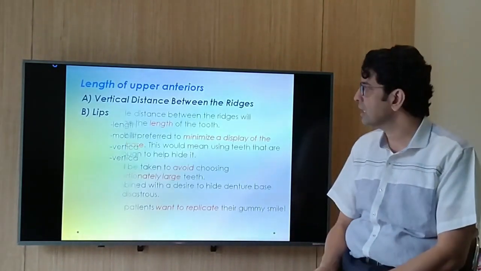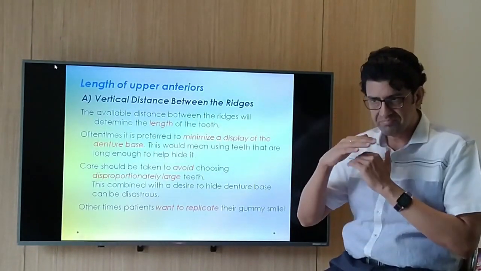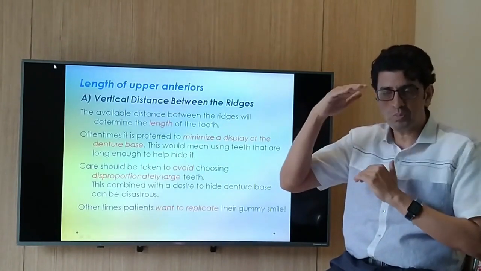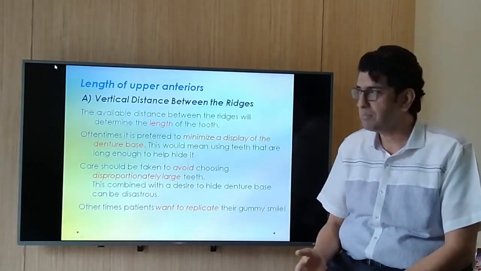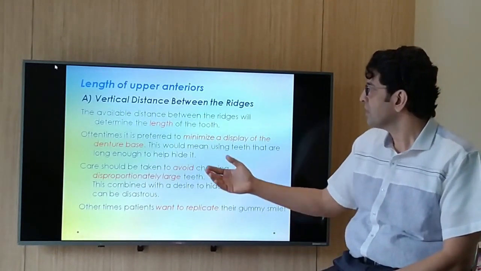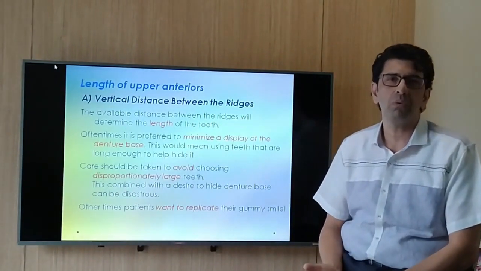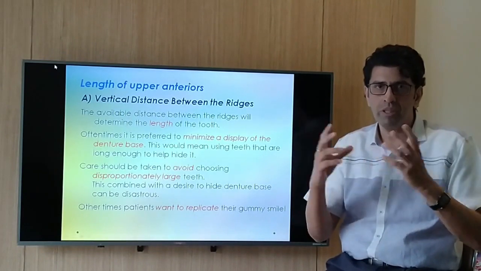Okay. So what is the vertical distance between the ridges? Obviously, if the ridges are wide apart or they are resorbed, giving more space, you have to have teeth that are bigger, right? Otherwise, they are not going to have the minimum amount of display. So the display of the denture base is something we really want to minimize. So you want to really show the teeth when the patient smiles.